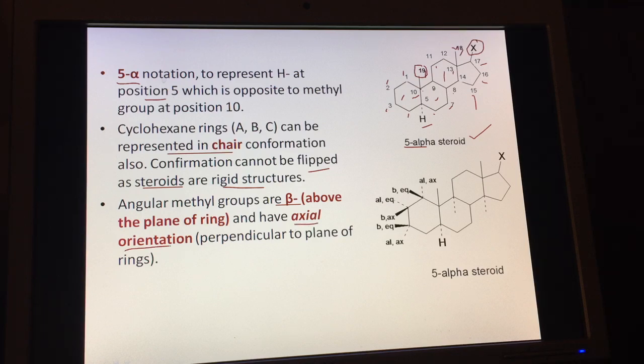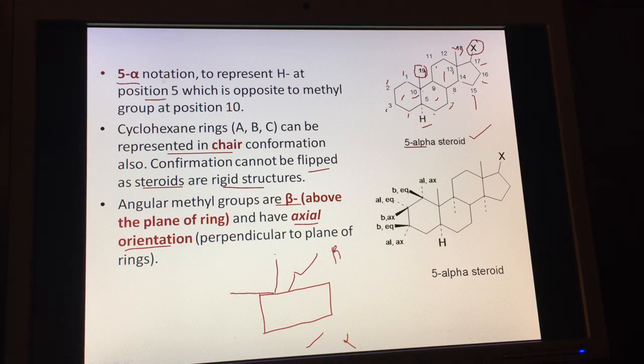Now orientation can be axial, it can be equatorial. Suppose this is the plane of the molecule. We can have groups below the plane of this molecule and groups above the plane of this molecule. Those below the plane are called alpha and those above the plane are called beta. In this also we can have two types of orientation. We can have a perpendicular orientation like this, or we can have a peripheral orientation like this.